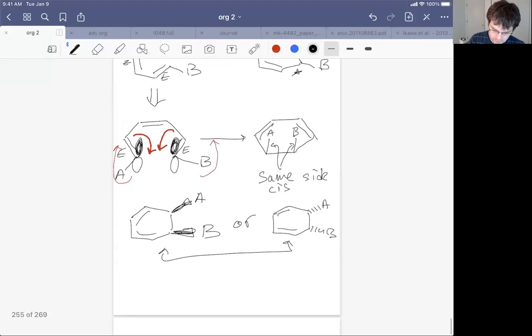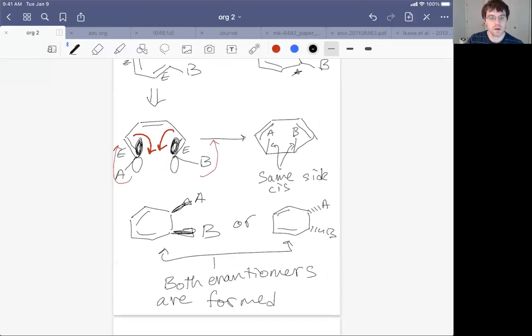Both enantiomers are formed. And if one enantiomer comes from in-phase overlap of the dark phases, you could have the opposite enantiomer being formed by in-phase overlap of the light phase, the light orbitals. Okay. So that is how we get our orbitals to overlap and our groups to actually find position due to the frontier orbitals of our system.